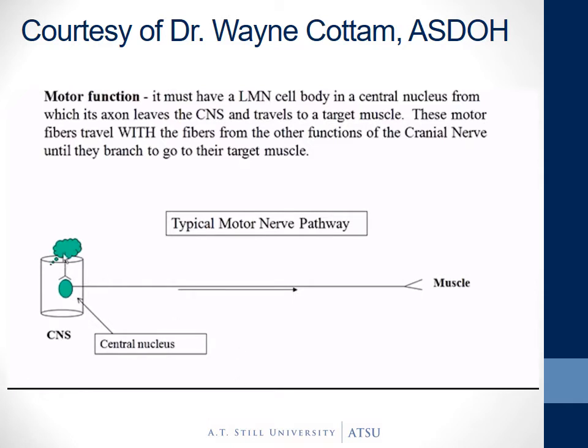So here you see an upper motor neuron coming down to synapse with a cell body of a lower motor neuron, which is contained in the central nervous system within a central nucleus. And the lower motor neuron axon leaving the central nervous system and traveling along its anatomical pathway to reach its target muscle. And that is a summary of a motor function of a cranial nerve.